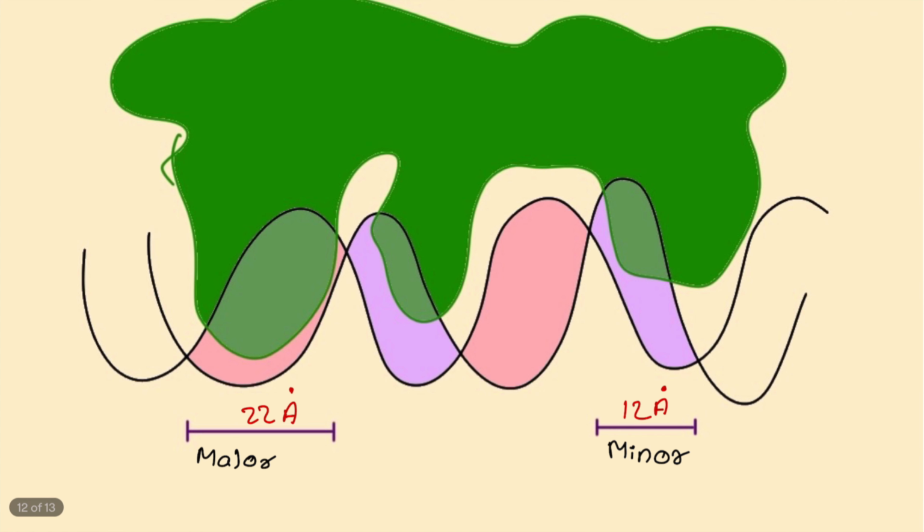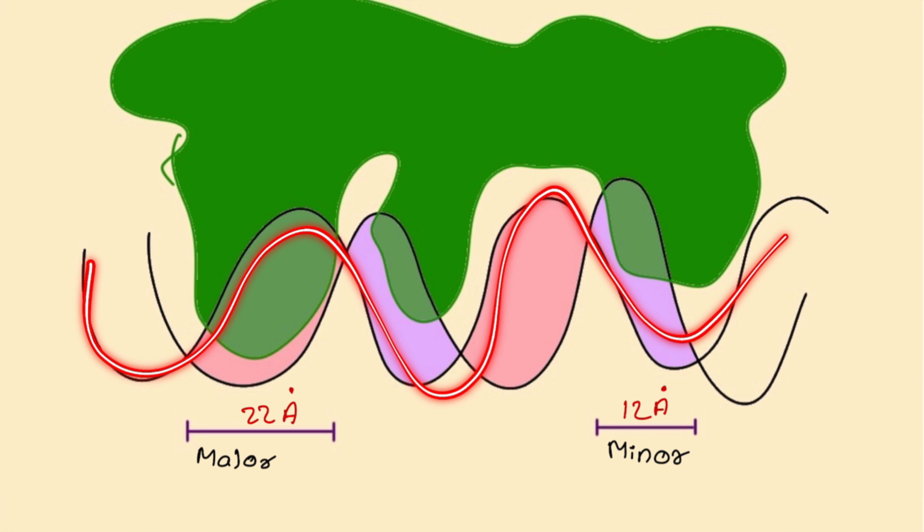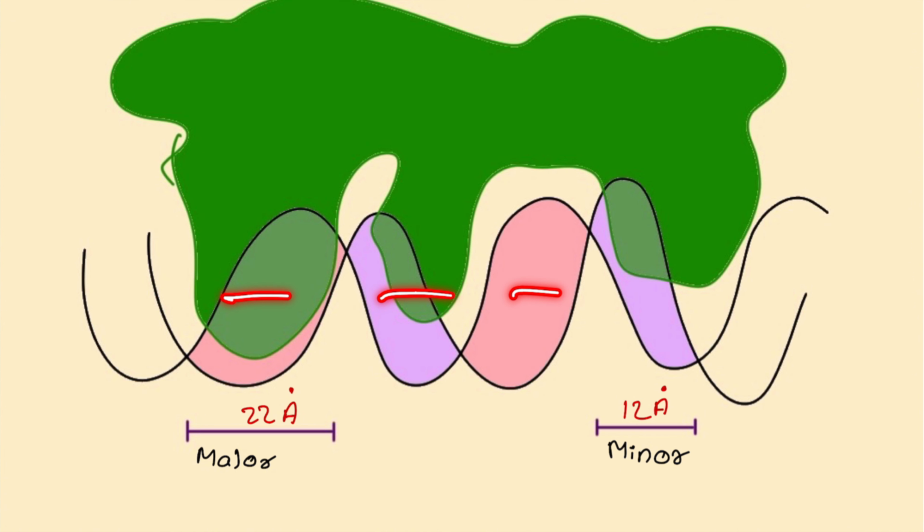Now the grooves. In a DNA, due to coiling of the structure, various grooves are formed. Some of the grooves are larger, some are smaller. The larger grooves are called major, which is 22 angstrom in length, and the smaller grooves are called minor, which is 12 angstrom in length. And the function of these grooves is to bind proteins inside them.